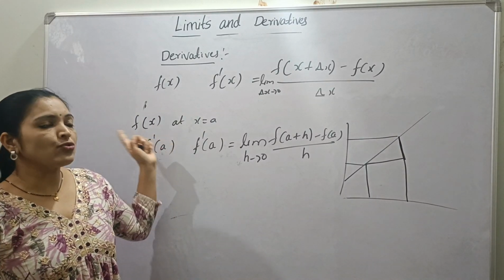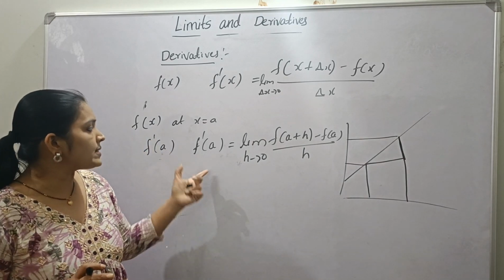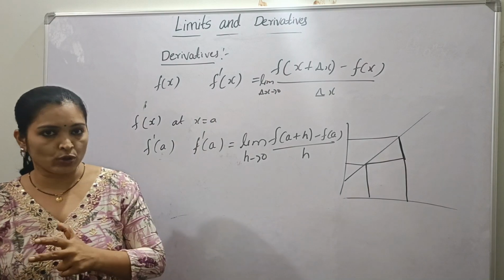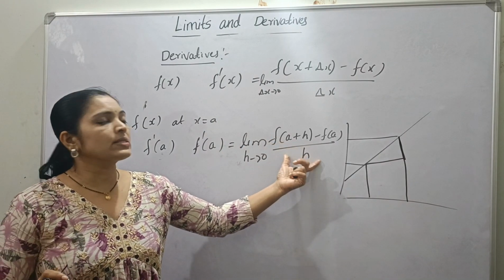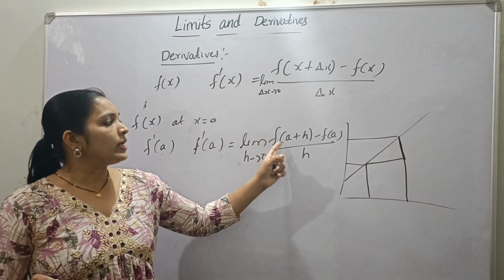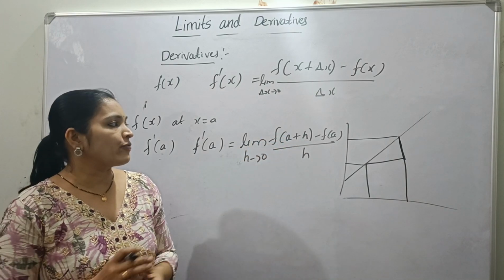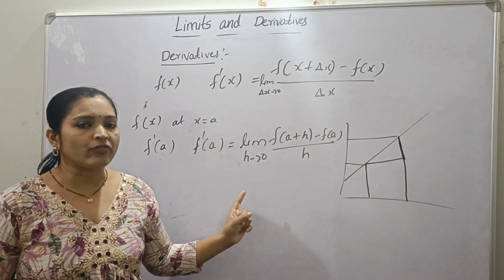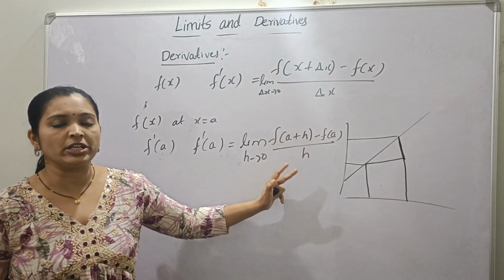So the derivative of f of x at x is equal to a is f dash of a, that is equal to limit h tends to 0, when h is approaching 0. So remember, limit h tends to 0, f of a plus h minus f of a divided by h.